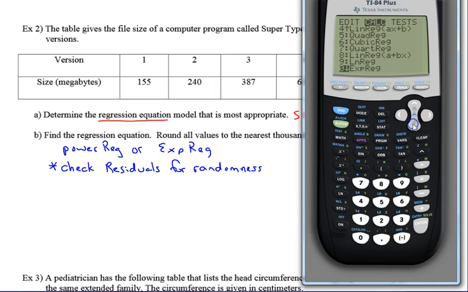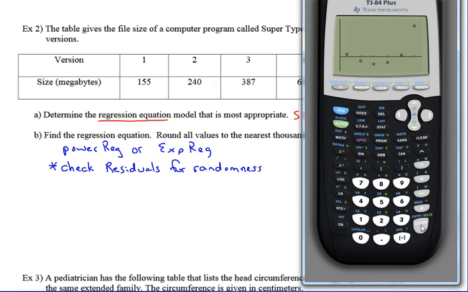This time I'm going to do a power regression, so PWR regression. L1 and L2 is where my data is. I'm going to calculate the power regression. And now I'm going to look at the residuals for the power regression. So I'm going to go into my stat plots again, second Y equals. I've got my data in L1, and I'm going to look at the residuals for the power regression. So I have to quit out of here and do zoom stat.